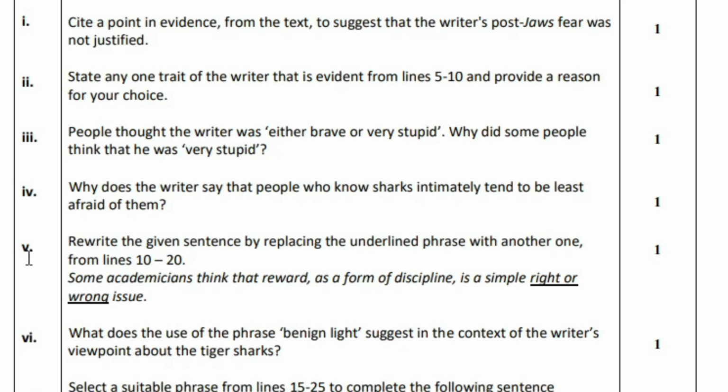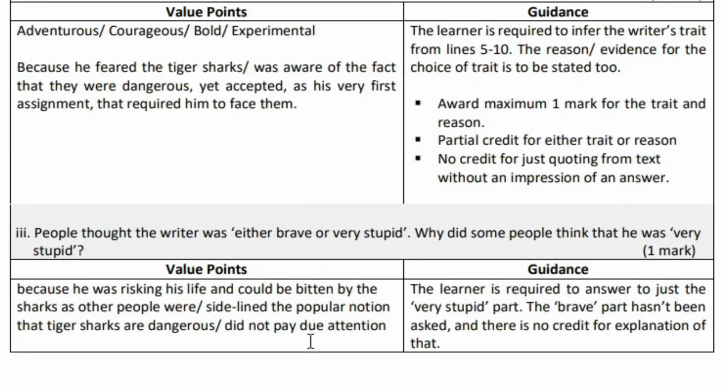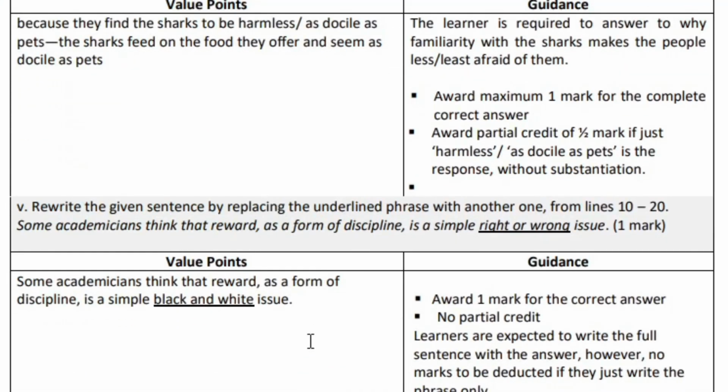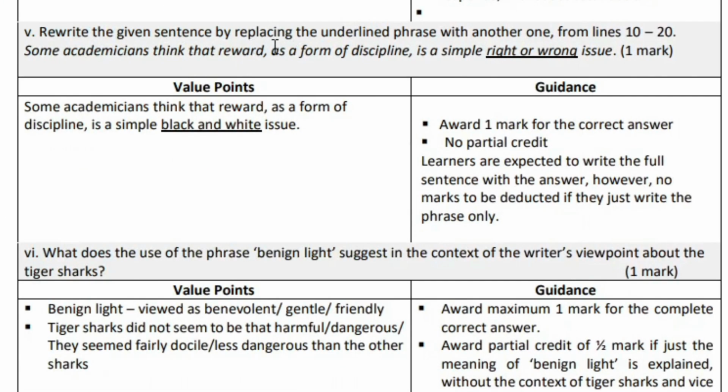So let us see the question number 5, how the answer has been given in the CBSE marking scheme. Question number 5. So let us come to question number 5. Here is the question number 5. Rewrite the given sentence by replacing the underlined phrase with another one from lines 10 to 20.